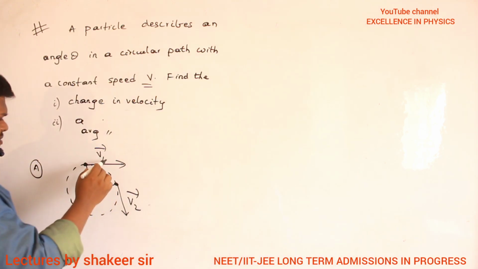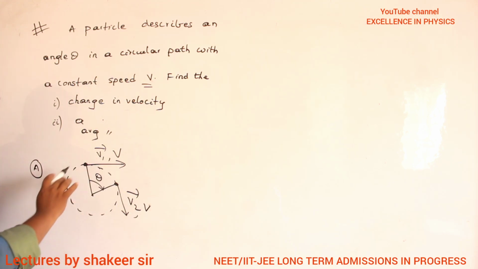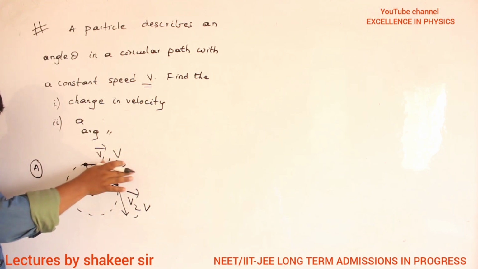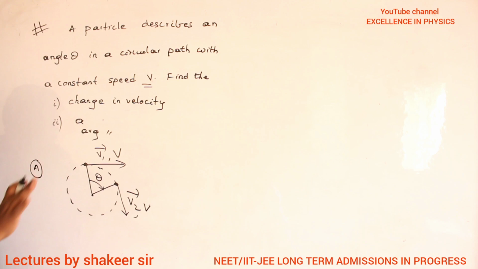So here also speed is v, here also speed is v only. Speed does not depend on direction, no? It is a scalar quantity. Clear? But velocity definitely depends on direction. It is a vector quantity. So here what is the direction of velocity? In this direction. Here the direction of velocity is in this direction. Clear now? Velocity has definitely changed.